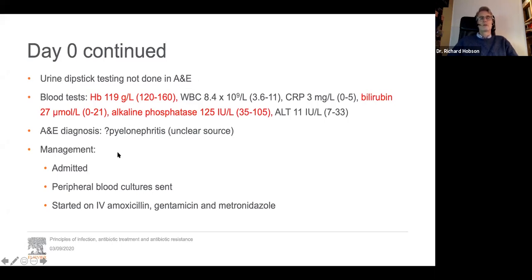She had some blood tests which showed she was mildly anemic. There was no raised white count and no raised C-reactive protein. Bilirubin was slightly high and her alkaline phosphatase was slightly high.